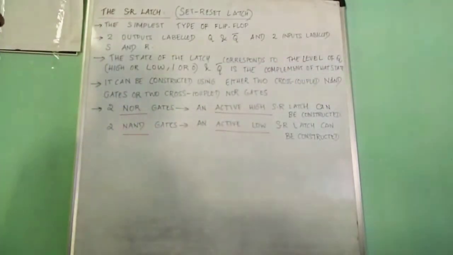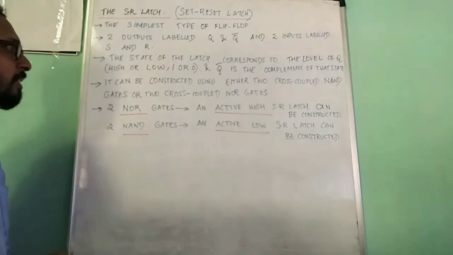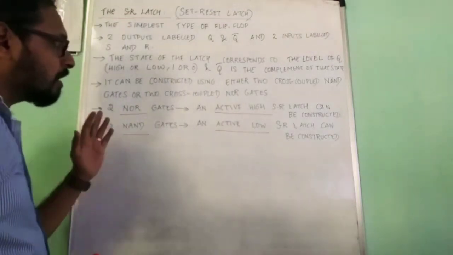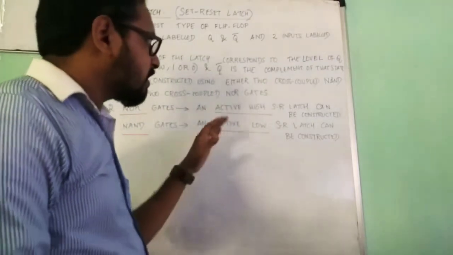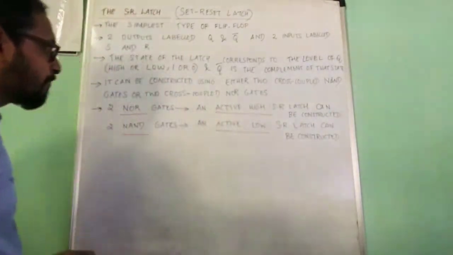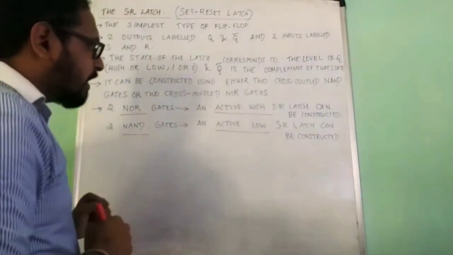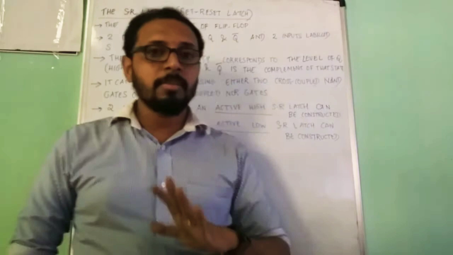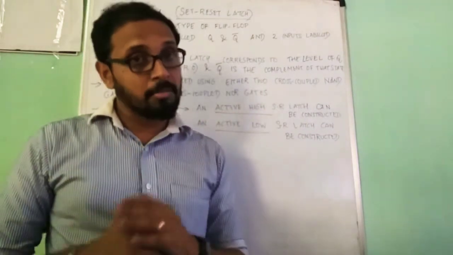It can be constructed using two cross coupled NAND gates or two cross coupled NOR gates. Cross coupled NOR gates can be used for the construction of an active high SR latch, and two NAND gates means we can construct an active low SR latch. These are the basic things that should be remembered.